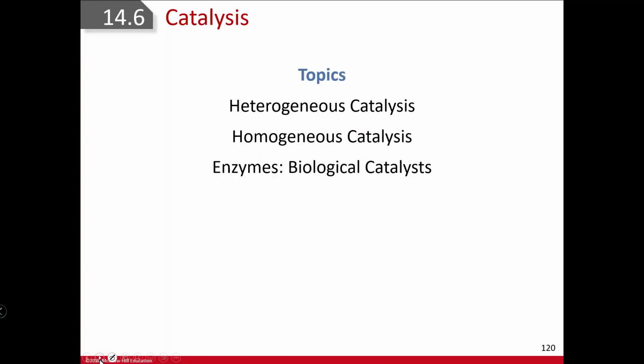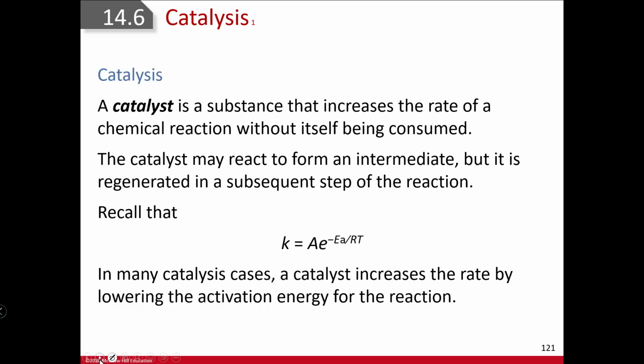All right, last section, pretty easy. A catalyst. What a catalyst does, it generally lowers the activation energy, and it's not consumed. By lowering the activation energy, it increases the rate of the chemical reaction, both forward and reverse, though.